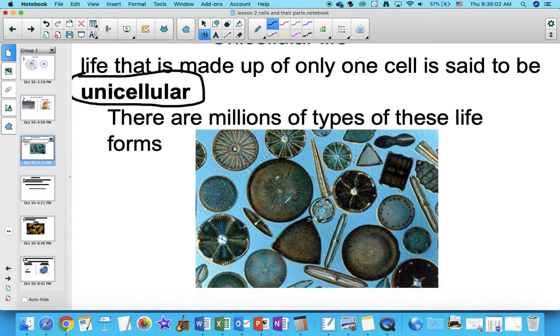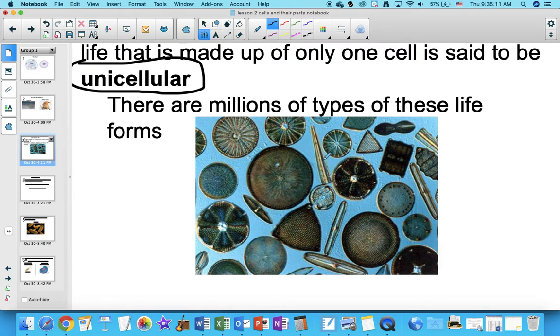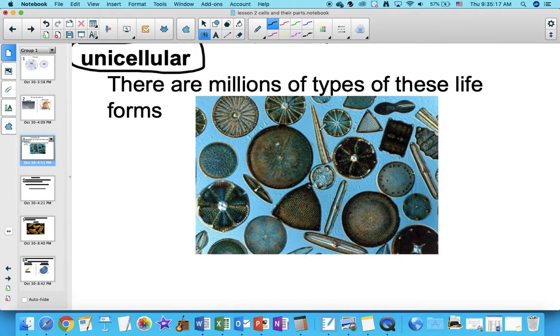So there are millions of types of unicellular life forms, and you can see this in plankton. These are all different kinds of plankton, and they're all made up of one cell. They're all unicellular, and there are tons of different kinds. So if you took plankton and looked under a microscope, this is probably what you would see.